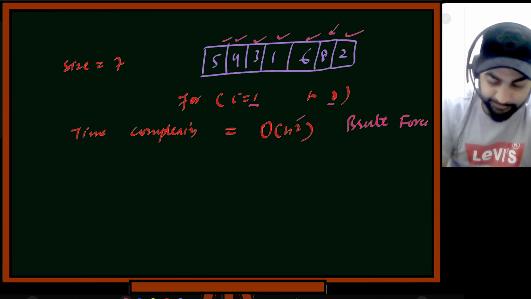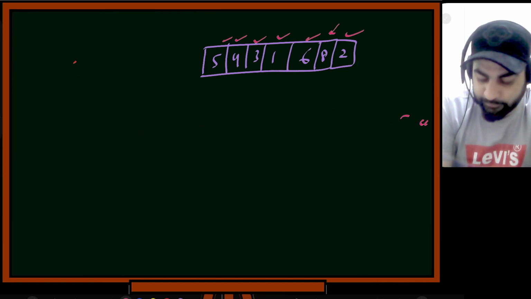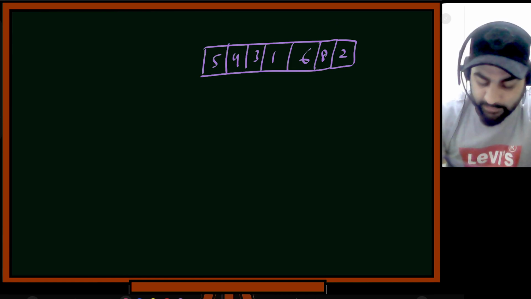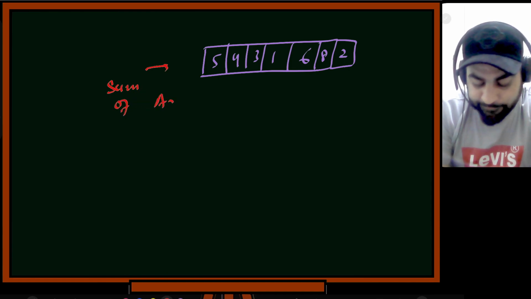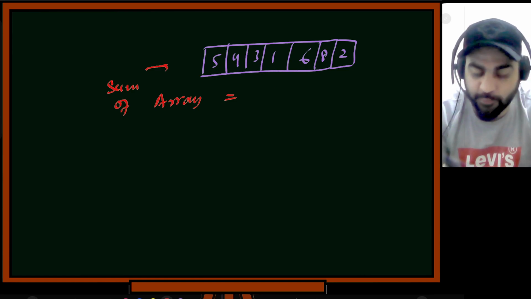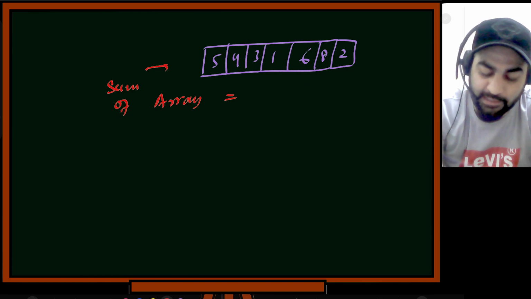One approach: we take the sum of the whole array. Sum of the array means you will take order n time. So this will be 5 plus 4 plus 3 plus 2 plus 5 plus 4, and then you'll have some sum. Let's call it s.